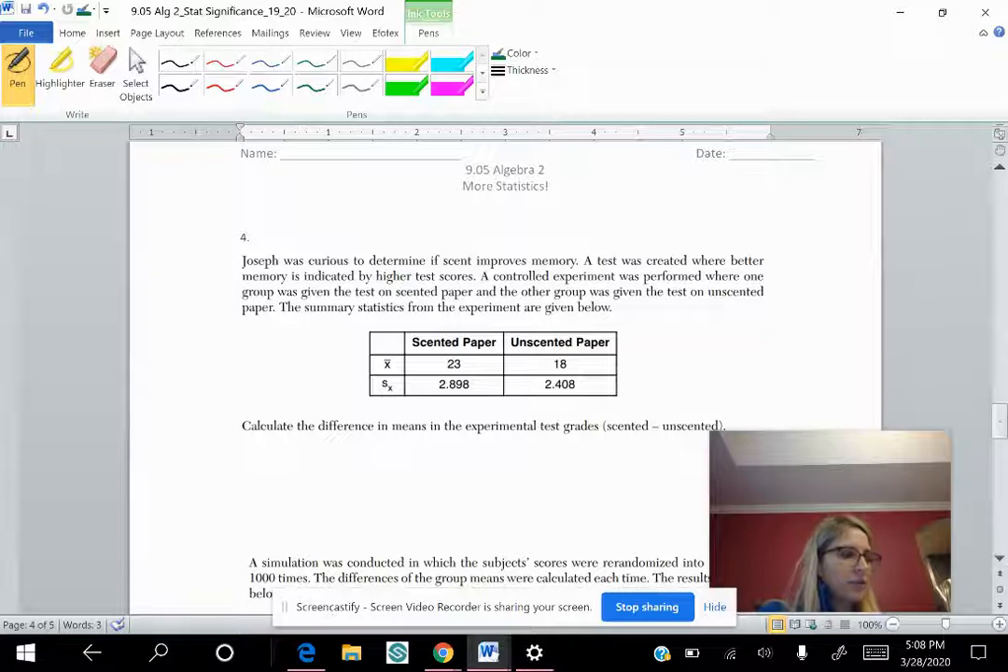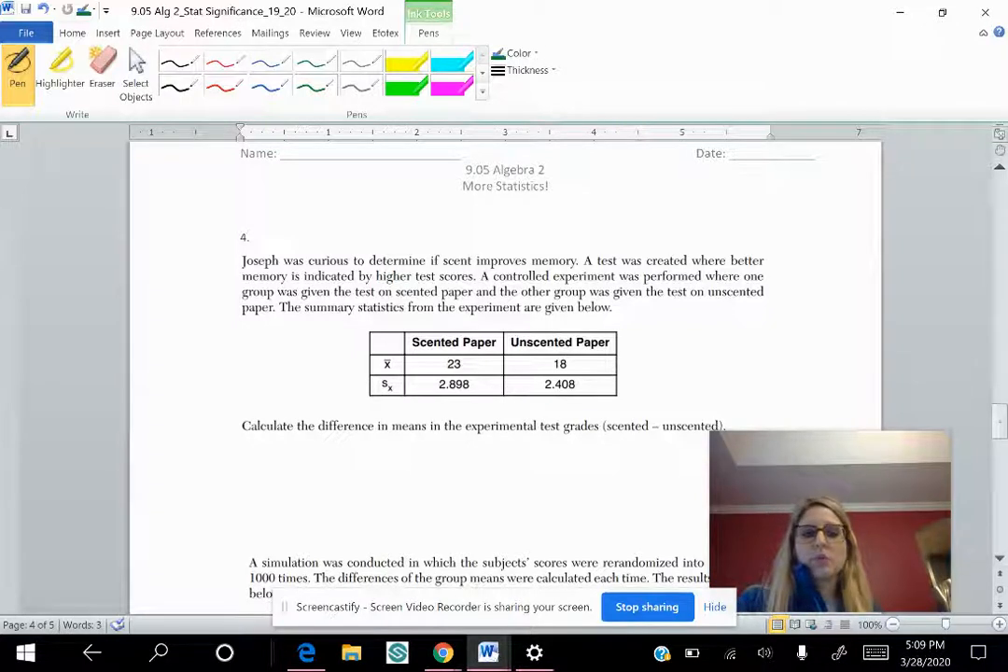Okay, and number 4. And on yours, it's probably number 5, I believe. Joseph was curious to determine if scent improves memory. A test was created where memory is indicated by higher test scores. A controlled experiment was performed where one group was given the test on scented paper and the other group was given it on unscented paper. Our summary statistics are shown below.